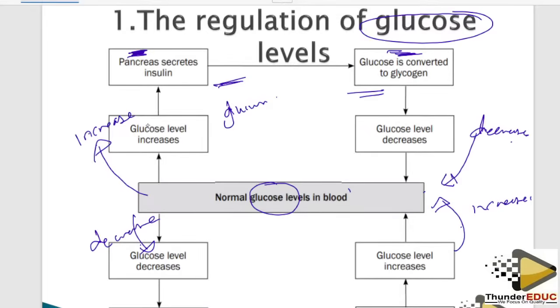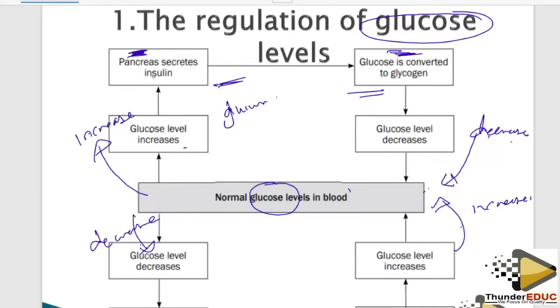For example, say that glucose level will increase, or definitely the last statement will say that the glucose levels will decrease. So that one is sorted. 2 marks gone. Oh, you have got them before even you go to the paper.